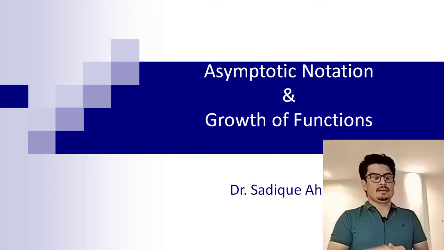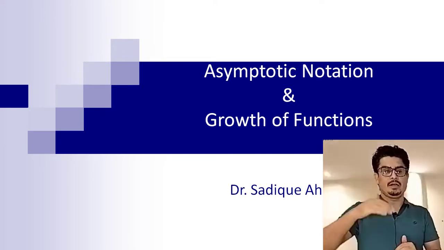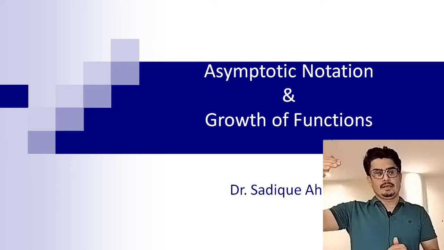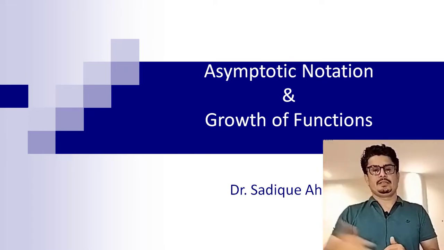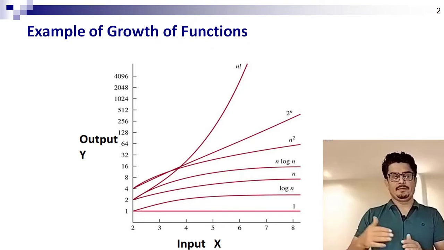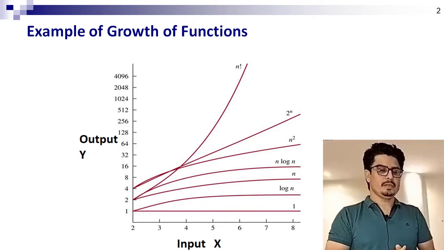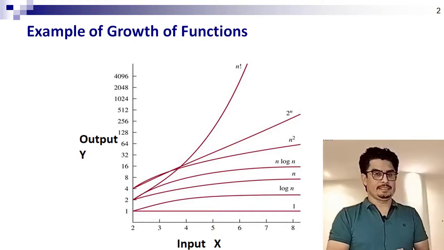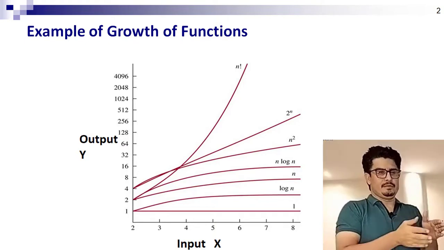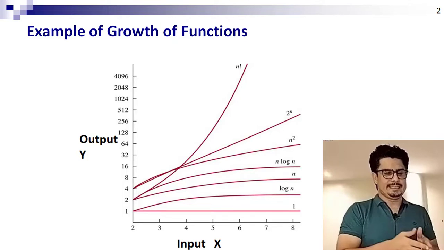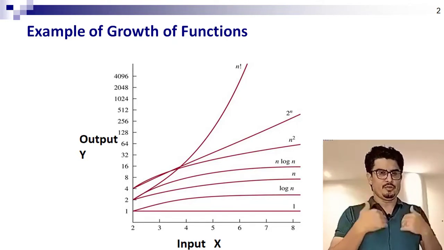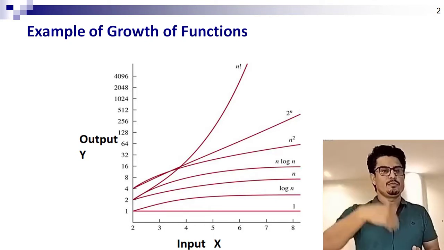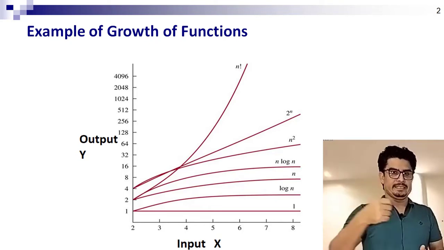and in growth of function we will discuss how the algorithm, or the function or formula, grows upon different inputs, upon a number of inputs. So first I will discuss growth of function, because it is more important than asymptotic notation. We should know how the algorithm will grow, how the function will grow upon the different inputs and set of inputs.